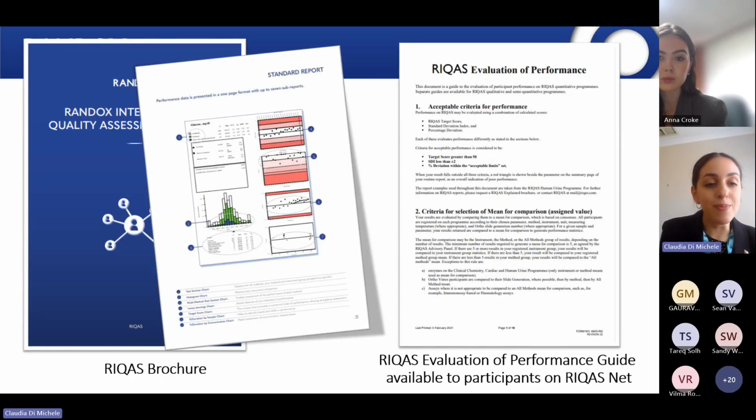And luckily, if you're a RIQAS participant, we have documents that go through RIQAS report interpretation and how to evaluate your performance. This is available in the RIQAS brochure, which is publicly available online for you to have a look at whether you are a RIQAS participant or not. Or we also have an evaluation of performance guide, which is available to participants on RIQASnet from the homepage.